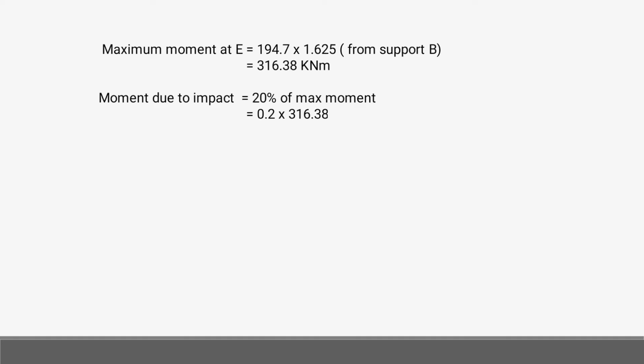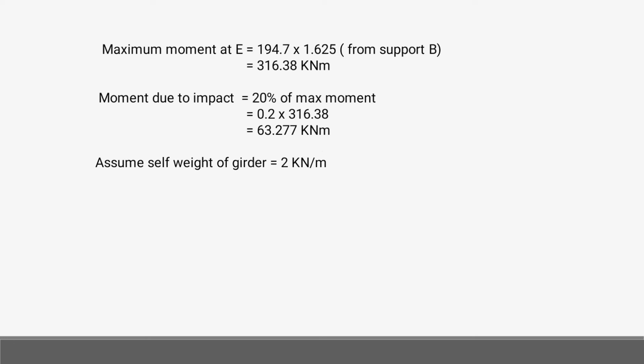Then maximum moment at E is equal to 194.7 into 1.625 from support B. So it is equal to 316.38 kilonewton meter. Then the moment due to impact. Normally in all problems the maximum moment is directly used to find out the Ast, but in this steel structure some additional moment is formed. The impact force is also there, because vehicles are suddenly coming there, so moment due to impact. So 20% of maximum moment will be taken at the impact positions. So 0.2 into 316.38, that is 63.277 kilonewton meter.